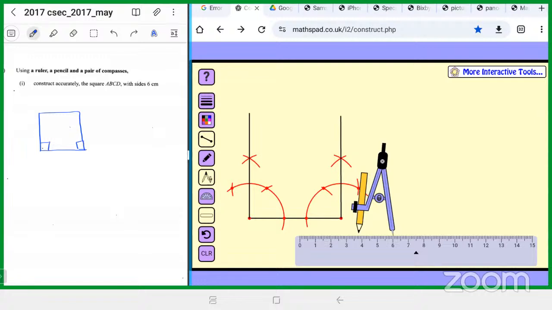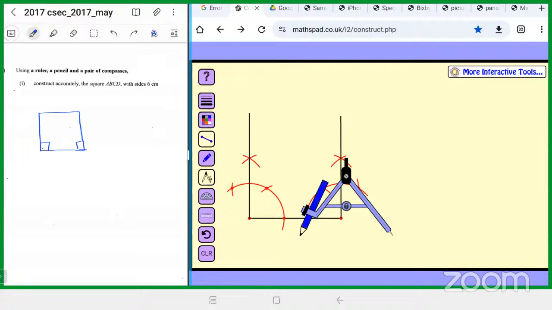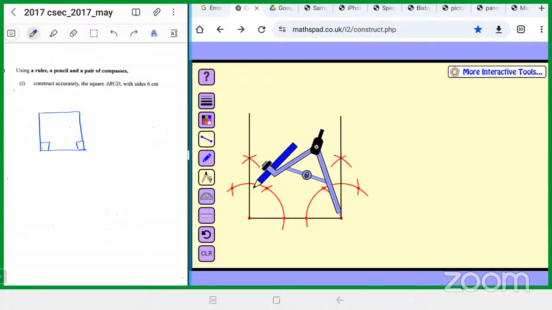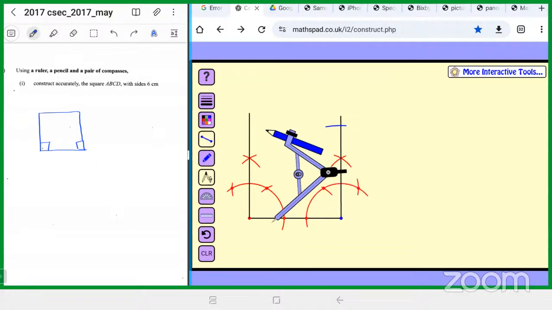All right, so put me 6 centimeters, lock it. That's 6 centimeters. Let me change the color. And I'm going to mark off where the 6 centimeters is. Put the point here. Rotate the compass. And that will mark my 6 centimeters for me right there. That's 6 centimeters. Do the same thing over this end. That also is 6 centimeters.